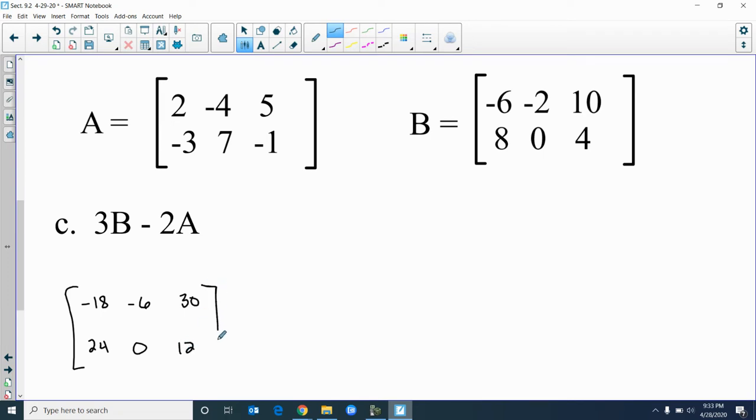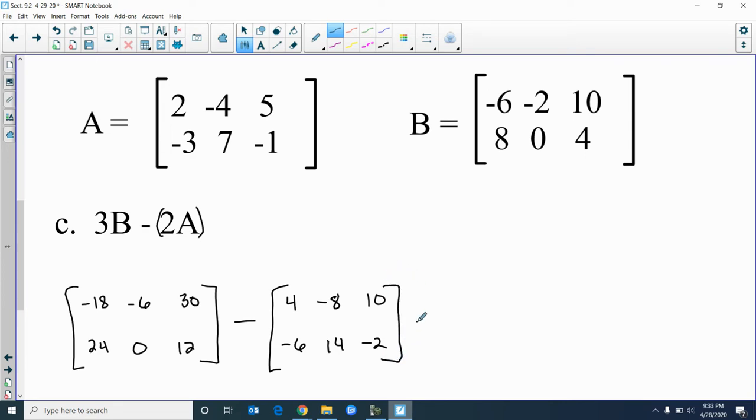All right, now you got to watch here. 3B minus 2A. So think about this. You really only want to multiply the A by 2. If you multiply it by negative 2, you got to make this a plus sign. Okay, so just be careful here. So just multiply the A by 2. I get 4. I get negative 8. I get 10. I get negative 6. I get 14. I get negative 2.